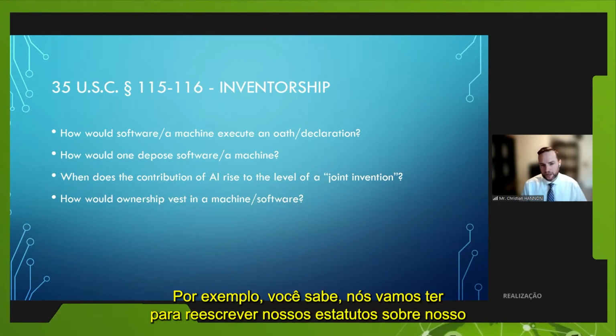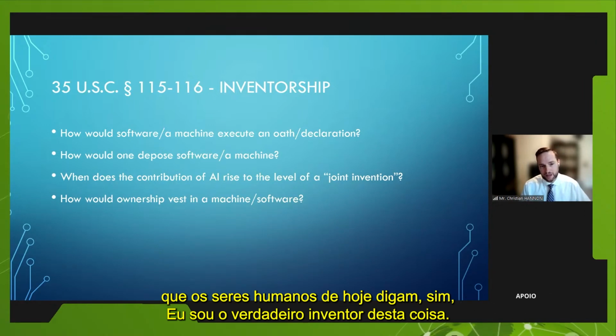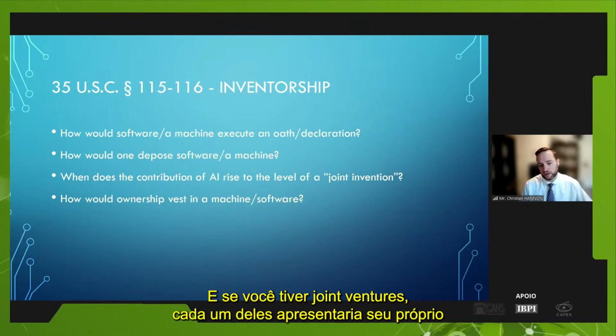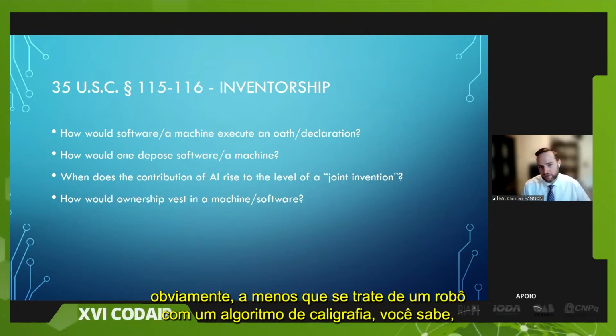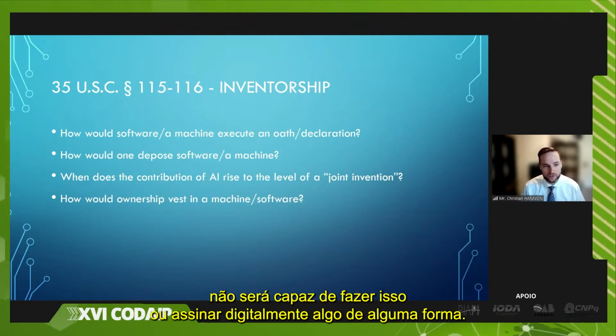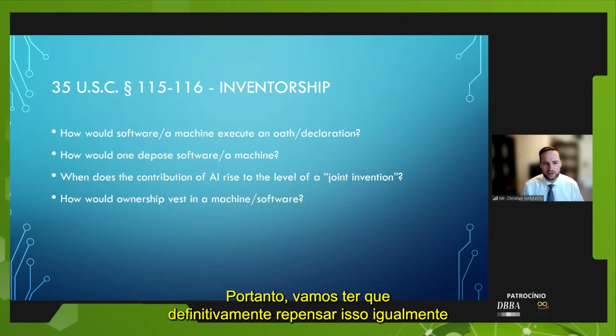For example, we're going to have to rewrite our statutes on oath, or an inventor's oath or declaration. So this is basically a statement that a human being signs today to say, yes, I am the true inventor of this thing. And if you have joint inventors, they would each submit their own oaths or declarations. And so obviously, unless it's a robot with a handwriting algorithm, it's not going to be able to do this or digitally sign something somehow. So we're going to have to definitely rethink that.